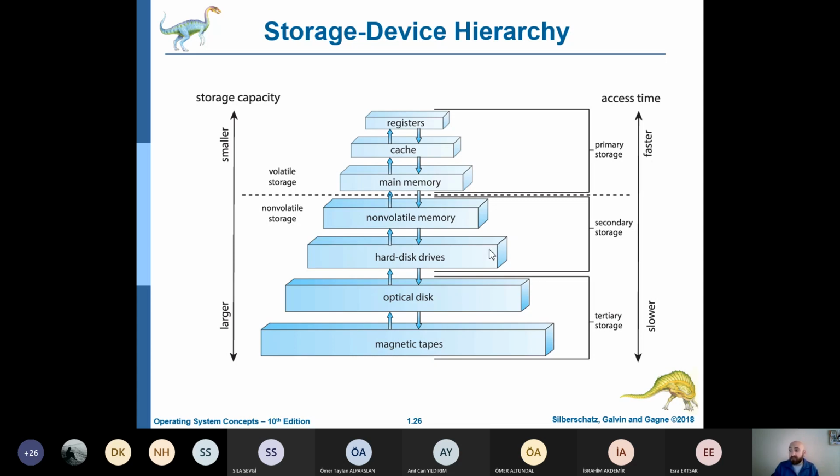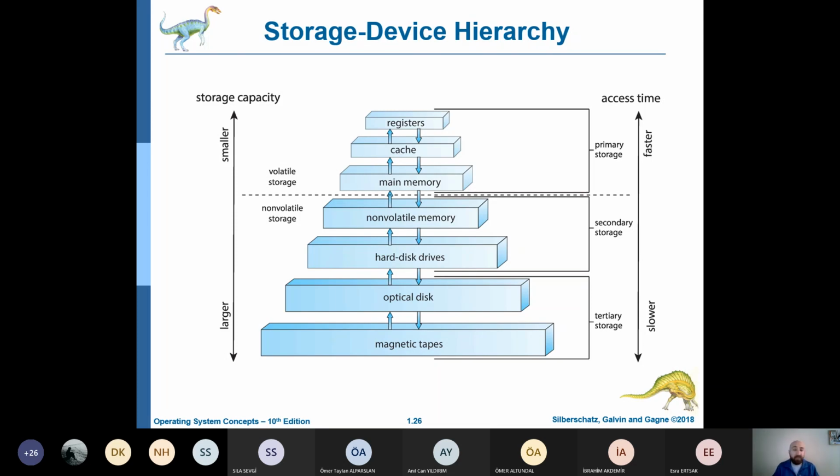In the secondary storage level, we have hard disk drives and non-volatile memory, or let's say SSDs. These are the secondary storage, and they have larger capacity than the main memory or cache. Also, they are non-volatile. For that reason, we are using them as secondary storage, but they're a bit slower than the main memory or cache.